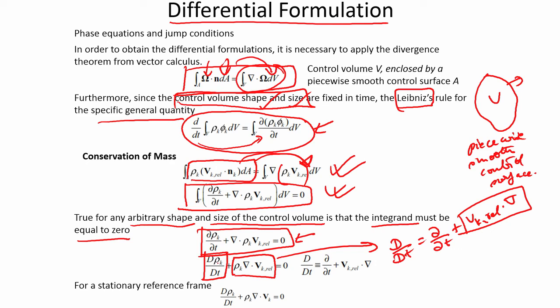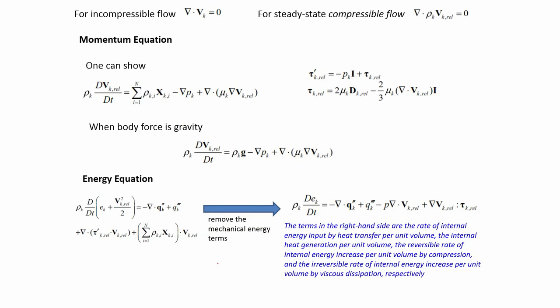Now, if it is an incompressible flow, that means the density does not change, we only get the divergence of velocity equal to 0. That is why in many of the problems that you solve, you find that the divergence of velocity is always equal to 0 for incompressible flow. However, for steady state compressible flow, it is not the divergence of velocity, but the divergence of rho v that is equal to 0.